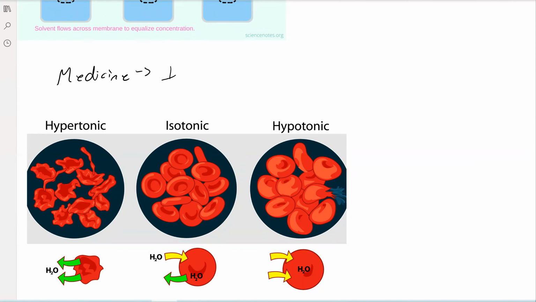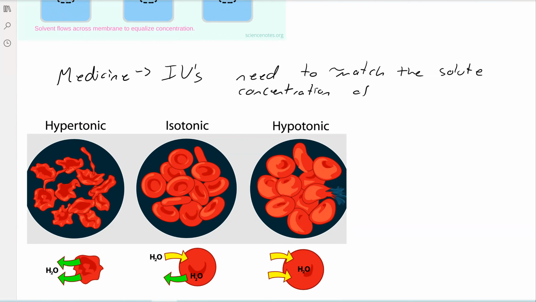So in medicine, right, a lot of times you have to give patients IVs. And when you give them an IV, it's always a saline solution or a salt solution, right? It's got salts in there. If you gave them a pure water solution, they would die. And the reason is that IVs need to match or approximately match the solute concentration of the blood. If they don't match it, we're going to have some kind of osmotic pressure.